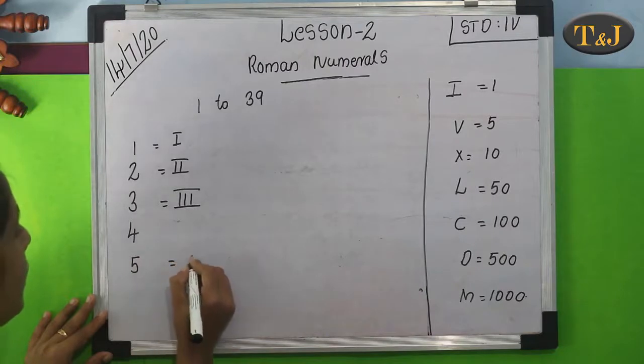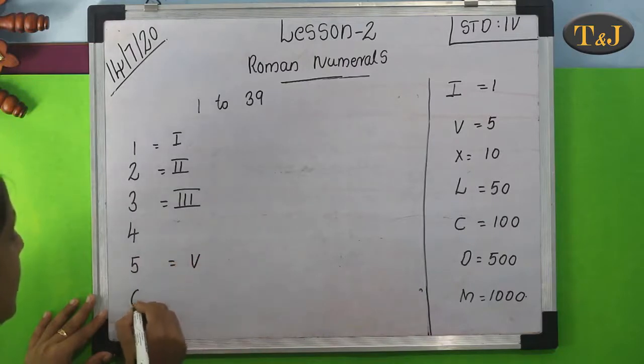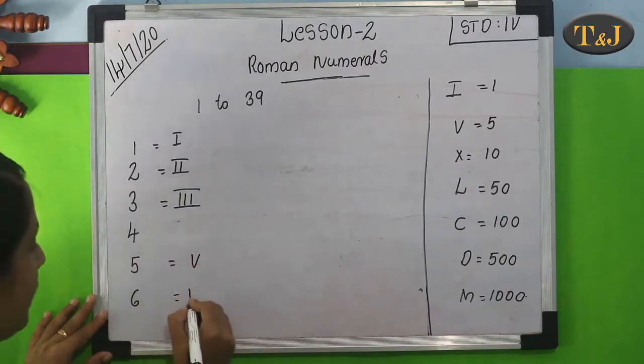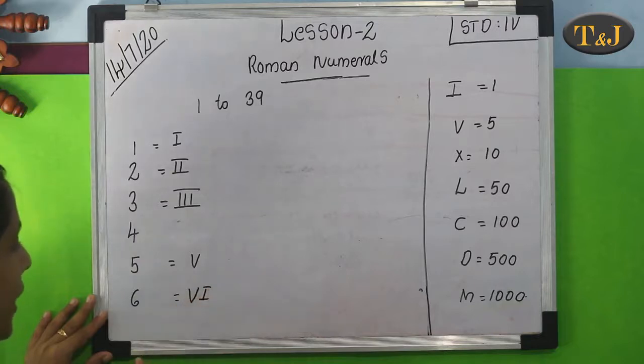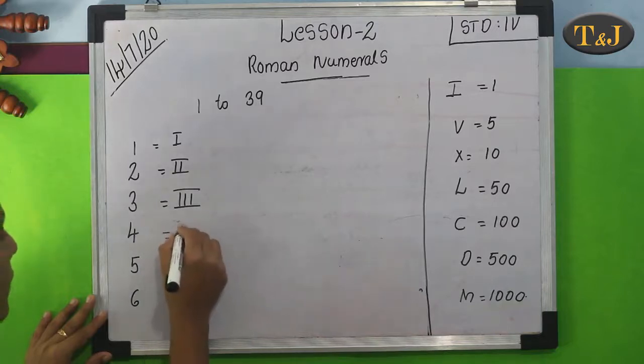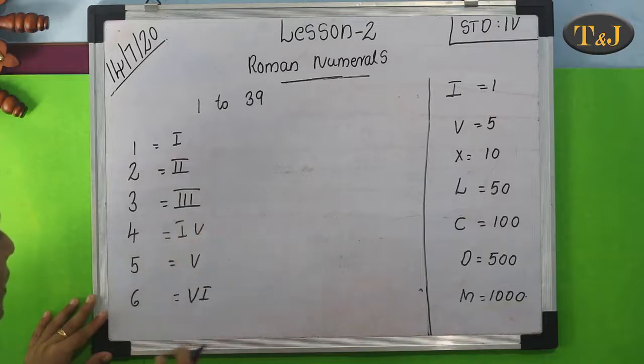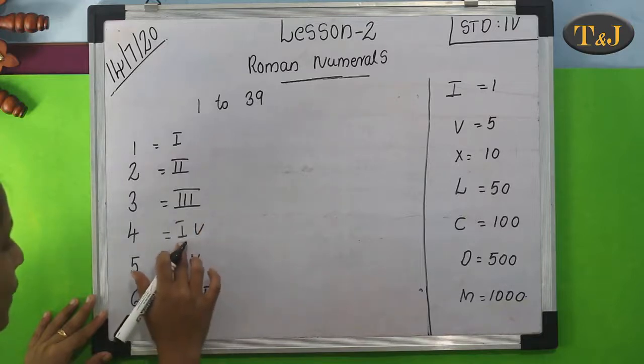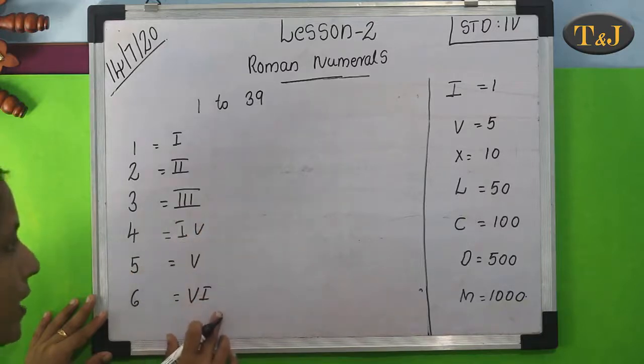5 equals V. Then 6 equals VI, we are adding I to V. That is VI equals 6 and IV equals 4. That is 5 minus 1 equals 4 and 5 plus 1 equals 6.